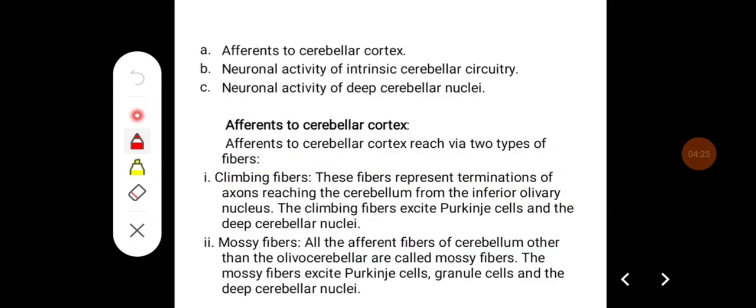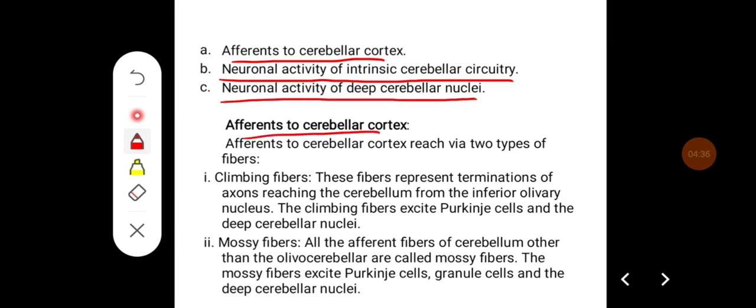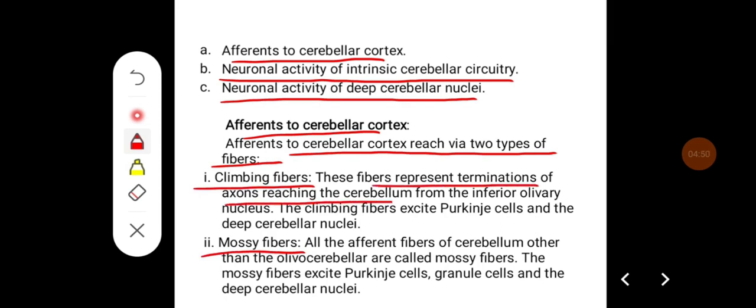Neuronal activity in the cerebellum depends on three processes: afferents to cerebellar cortex, neuronal activity in the intrinsic cerebellar circuitry, and neuronal activity in the deep cerebellar nuclei. Afferents to cerebellar cortex: the afferents reach via two types of fibers, that is climbing fibers and mossy fibers. Climbing fibers represent terminations of axons reaching the cerebellum from the inferior olivary nucleus. The climbing fibers excite Purkinje cells and deep cerebellar nuclei.